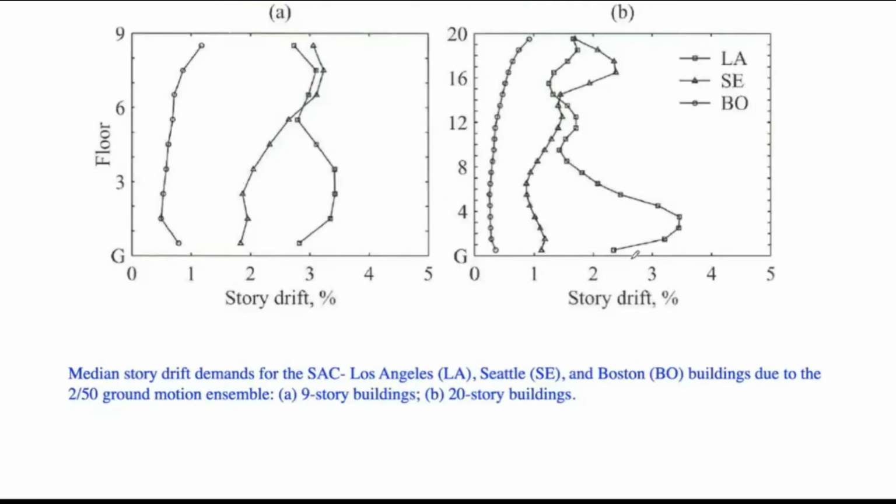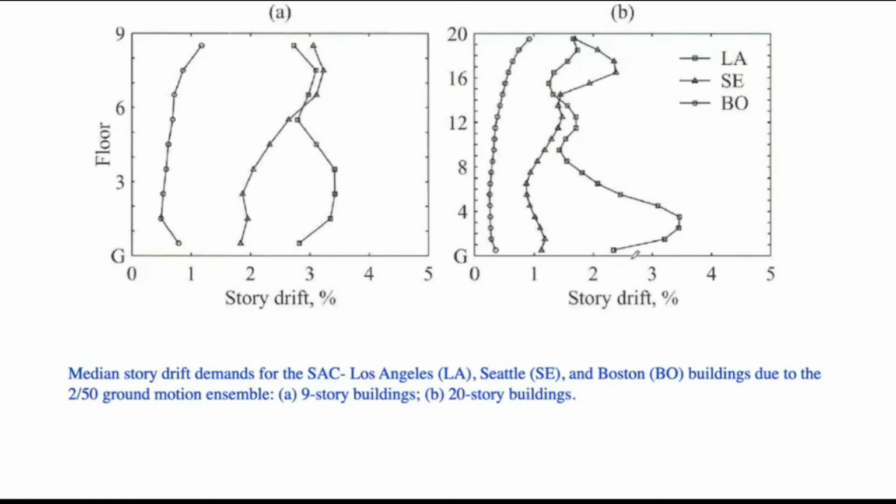Again, let's talk about the story drift demand. Again, this is the plot for a 9-story and then a 20-story structure that was subjected to 3 ground motion records: the Los Angeles, Seattle, and Boston records. And these records have the same probability, let's say 2% probability in 50 years, but the locations are different. So when the locations are different, you can see that the same buildings can have quite different demand on the structure.